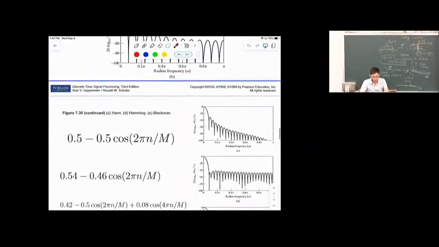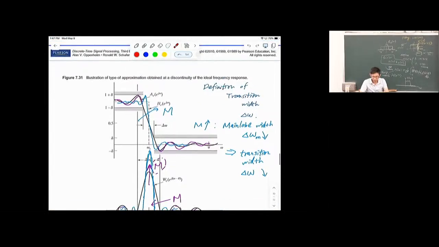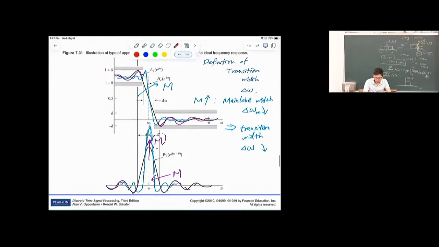So I was jumping a few slides ahead to show you this, what I was trying to tell you one more time: the result of the design, when we increase the length of the window, will have a narrower transition, because the width of the main lobe decreases. Okay, we will have a narrower transition.